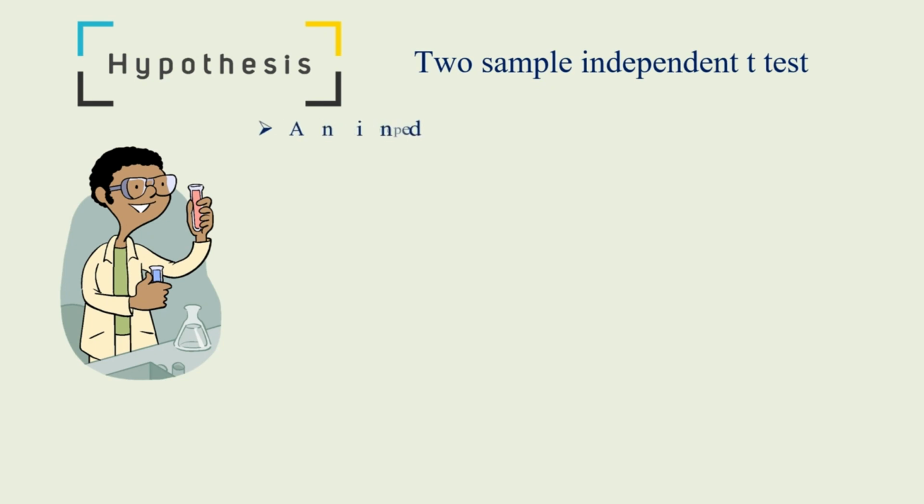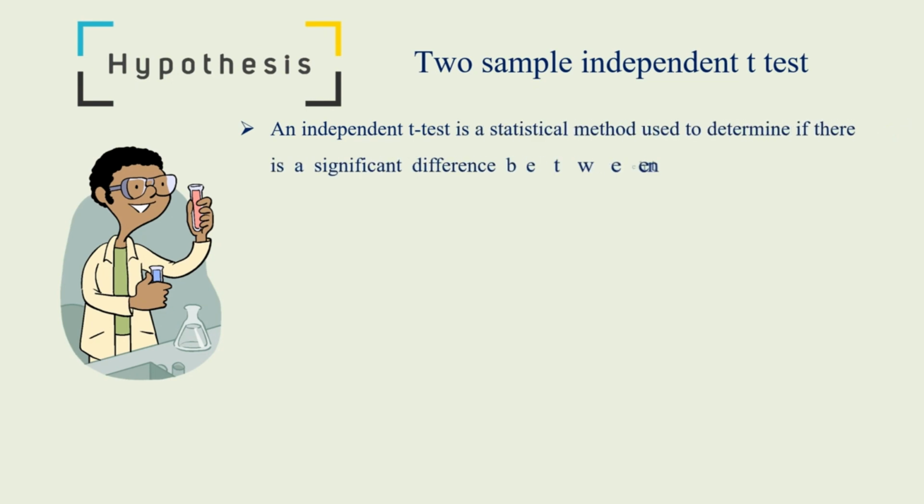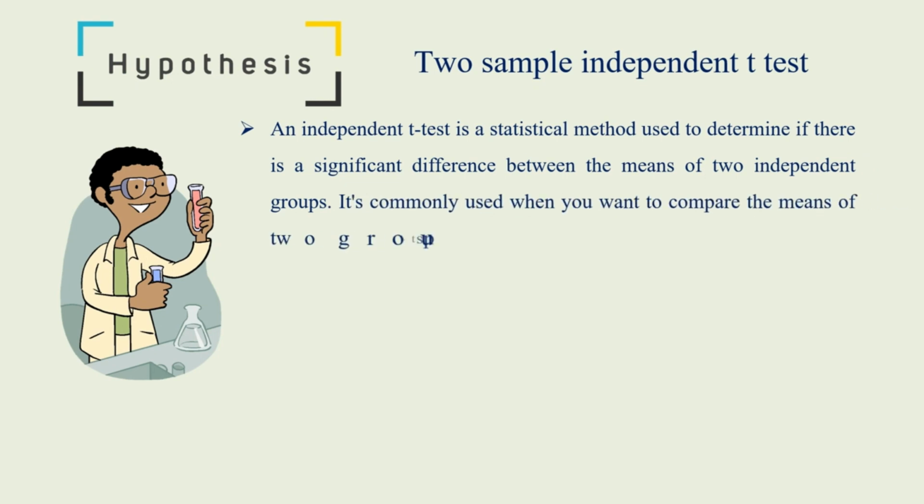An independent t-test is a statistical method used to determine if there is a significant difference between the means of two independent groups. It's commonly used when you want to compare the means of two groups to see if they are significantly different from each other.